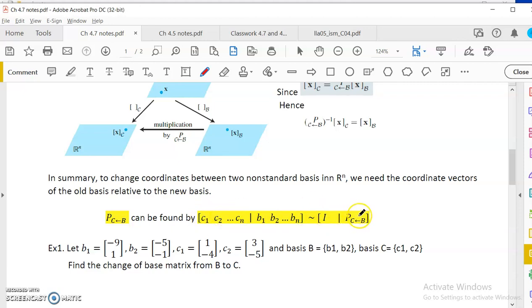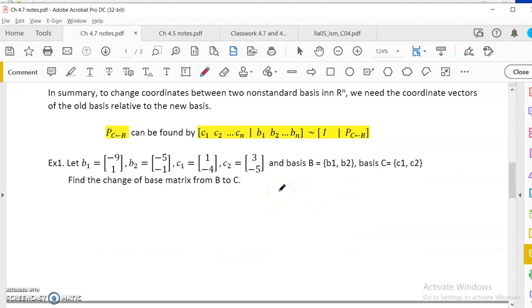That's the inverse. And the second part will become a B to C change of coordinate vectors. So this is how you do it. So let's do an example.